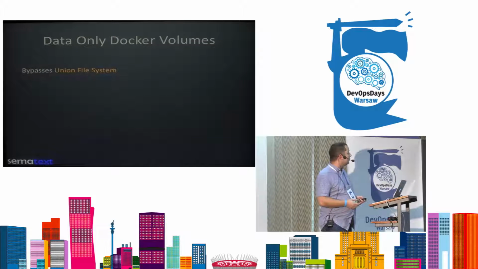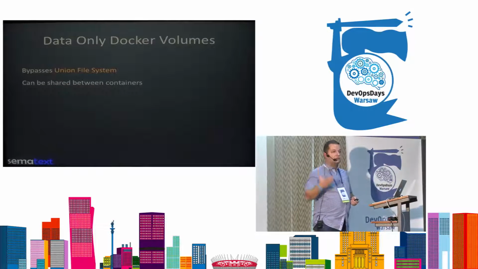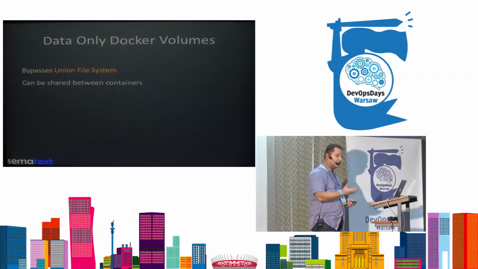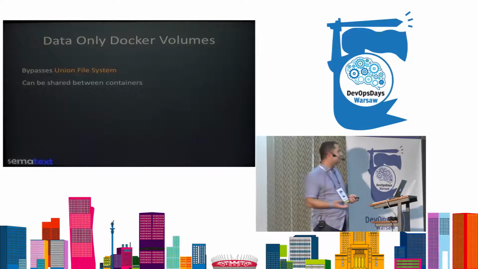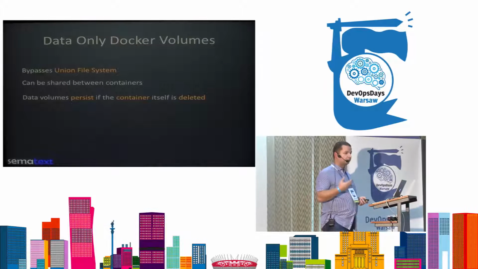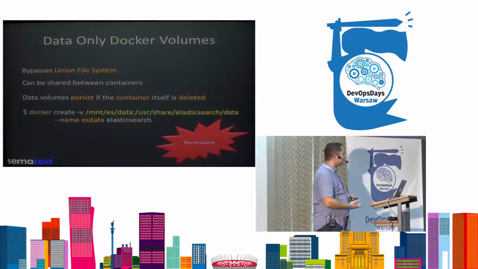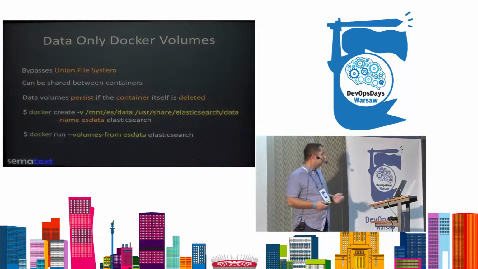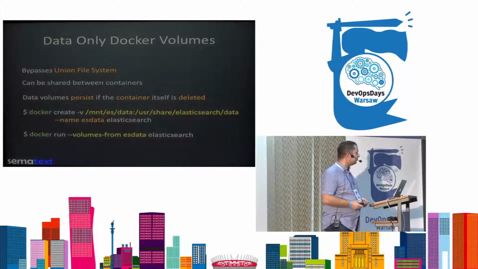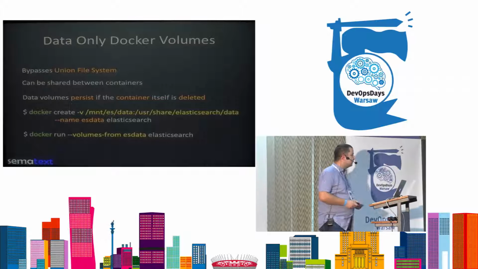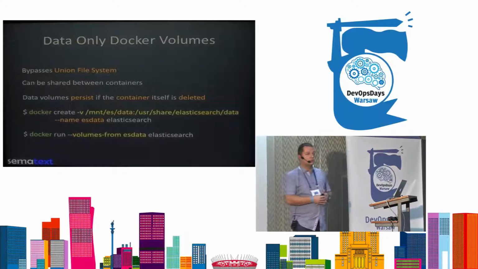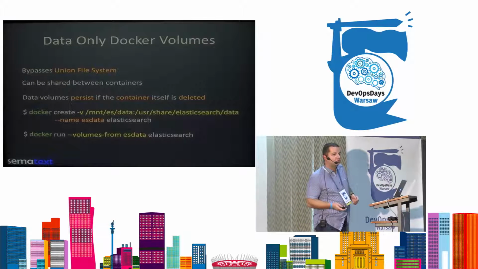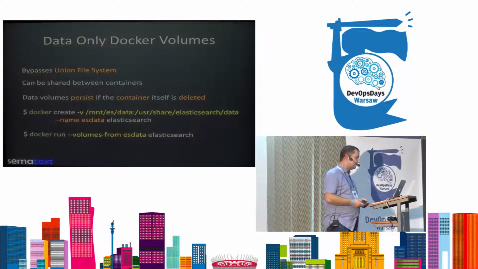storage. In addition to that, the data-only containers can be shared between multiple containers of Elasticsearch. They are very easy to create. We just run docker create, tell it which volumes to mount, give it a name, and then we can use it. Again, we're just using --volumes-from and telling which volumes should be used. And Docker engine will do everything else for us.